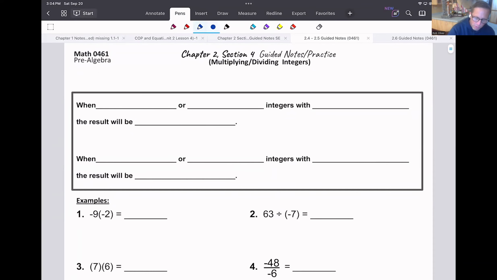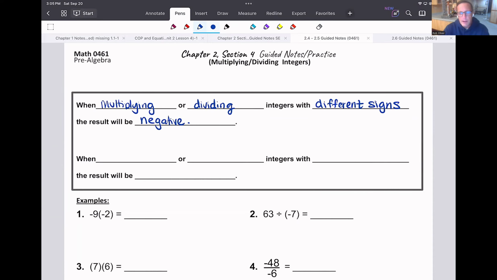Section 4. So when multiplying or dividing signed numbers, integers, or whatever, with different signs, where one is positive, one is negative, and the order in which they occur really does not matter at all, the result will always be negative.